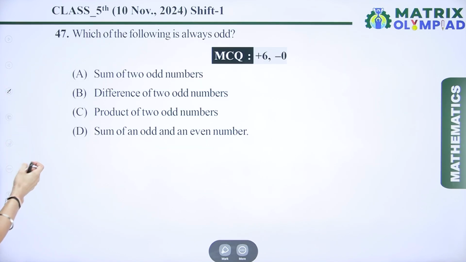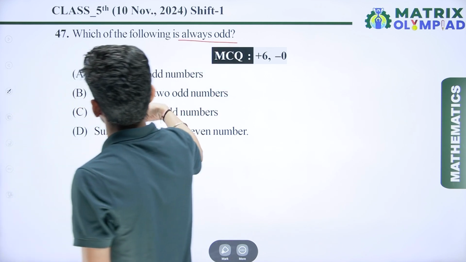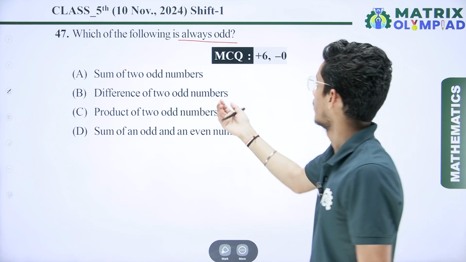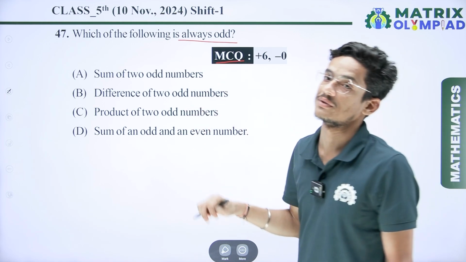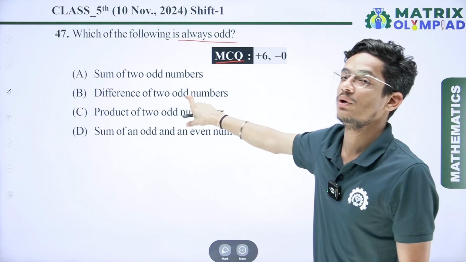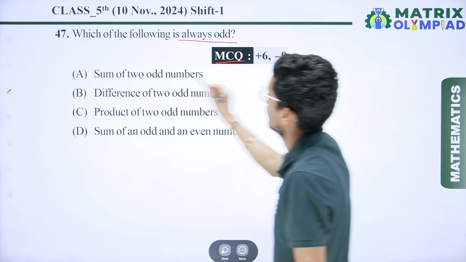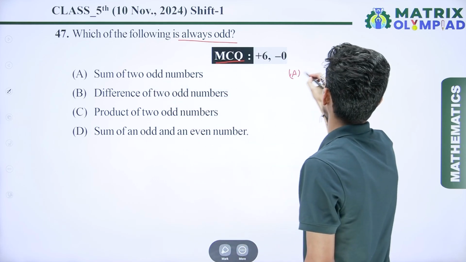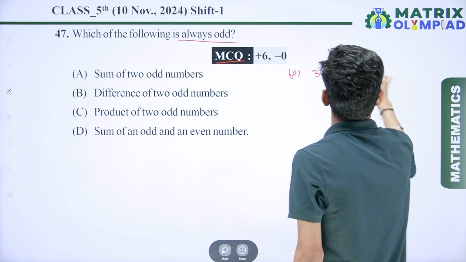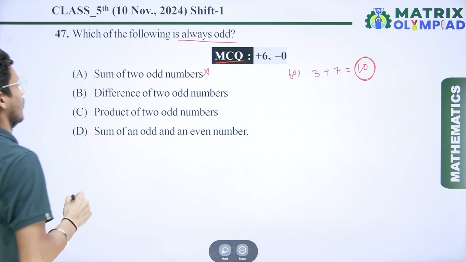So now if I talk about the next question, which of the following is always odd. Here we are given options and we have to check which of them is always odd. So here we have a multiple correct question, which means more than two answers are correct. Option number A is the sum of two odd numbers. Let's assume we have an odd number and another odd number. If I add them, we get an even number. So I can say this one is not always odd.